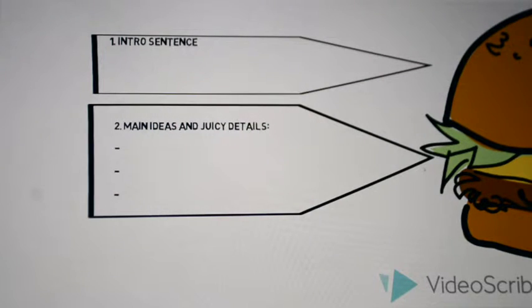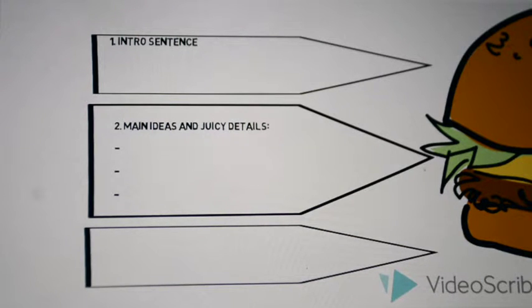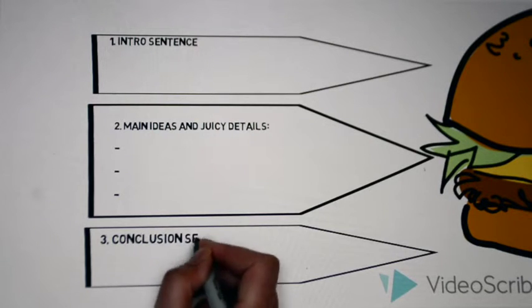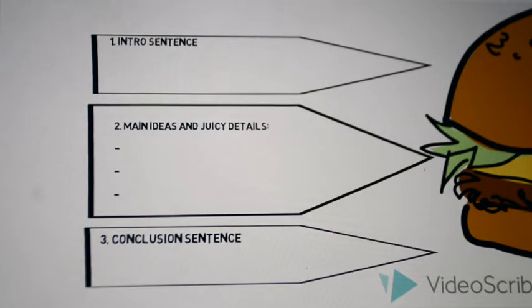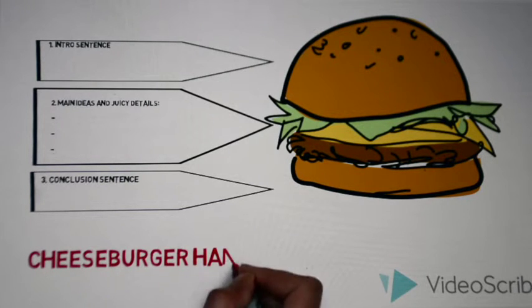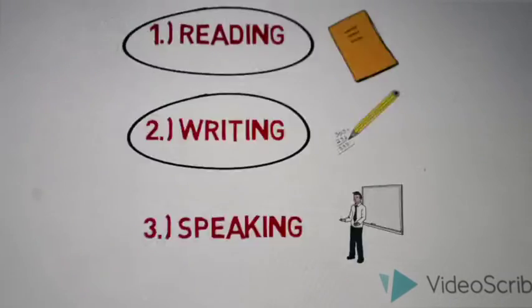And then from there, after students fill this out, it's really just a matter of putting everything together to have their paragraph. So the cheeseburger model is a great way, again, to turn something from being conceptual into something that is visual for students.